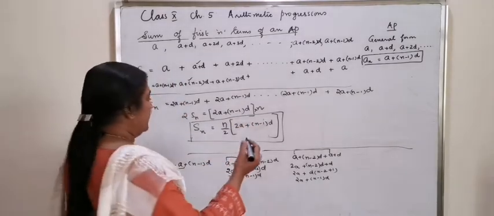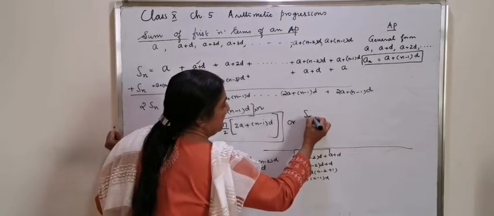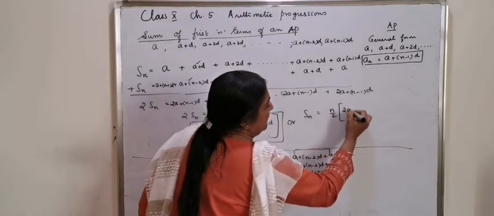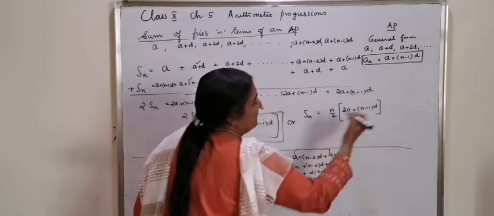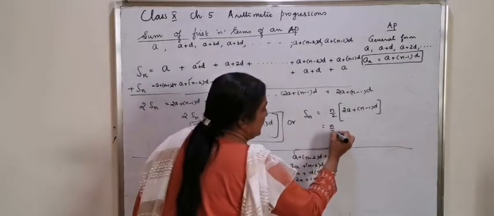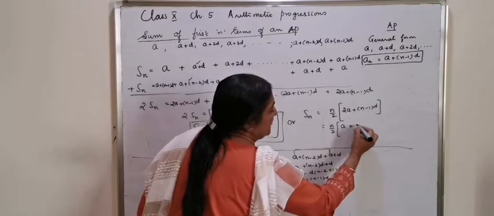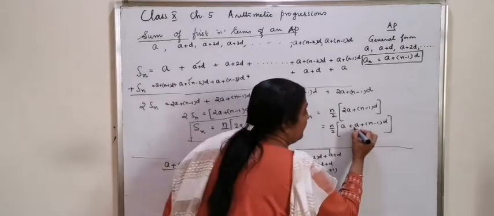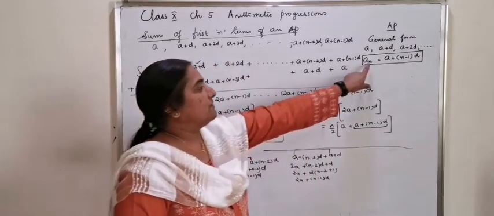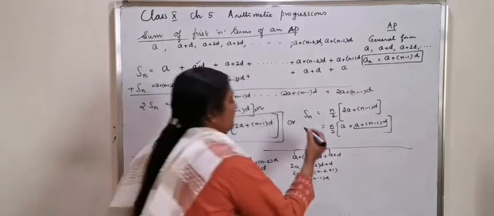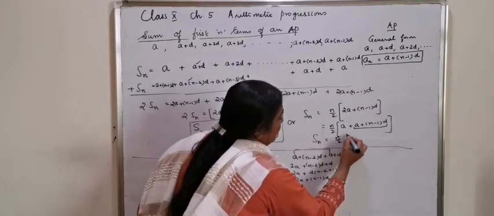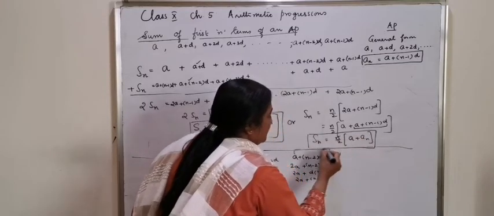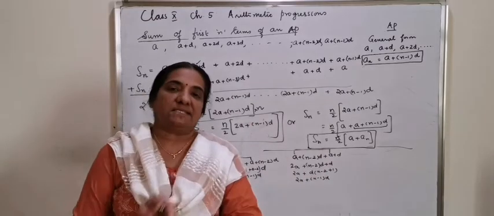This also can be written in another form. Sn is equal to n by 2 into, let me write the formula first the same way, which is the same as n by 2 into, this 2a I am splitting as a plus a, and what is a plus n minus 1 into d? That is the formula for an. So Sn also can be written as n by 2 into a plus an. That means it is n by 2 into first term plus the last term.